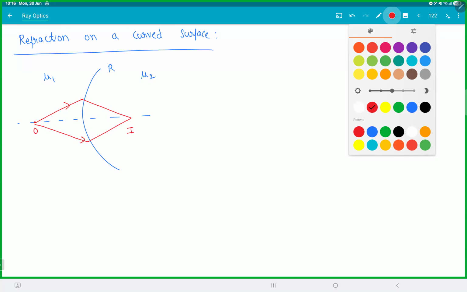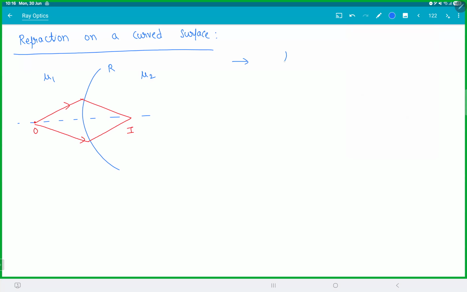You can note down the formula here. Mu2 by v minus mu1 by u is equal to mu2 minus mu1 by R. The formula for magnification is minus mu1 v by mu2 u.